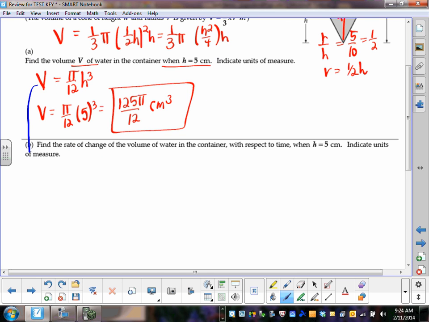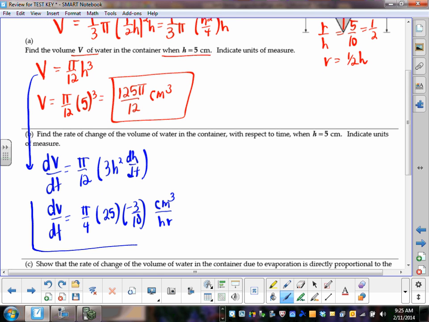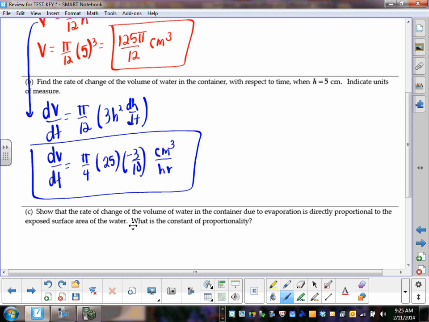So we're again going to go from that same simplified volume formula, so that dV dt is pi over 12, and then 3h squared dH dt. So the change in volume over time is pi over 4, because the 3 and 12 cancel, h squared, so 5 squared is 25, and dH dt is negative 3 over 10. And you can leave this as long as you include the units centimeters cubed per hour. If we're going to simplify this out, it would be negative 15 pi over 8 centimeters cubed per hour.